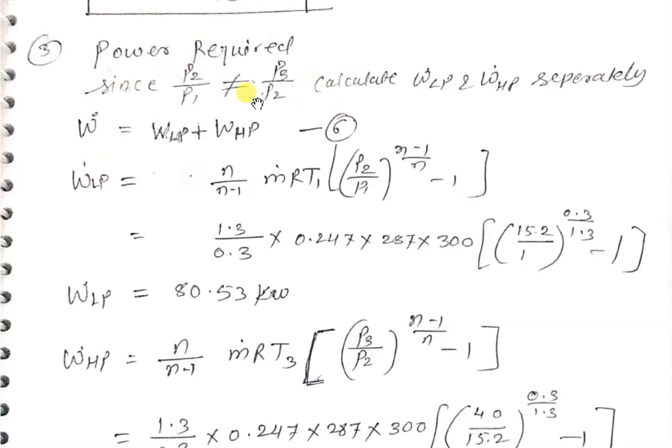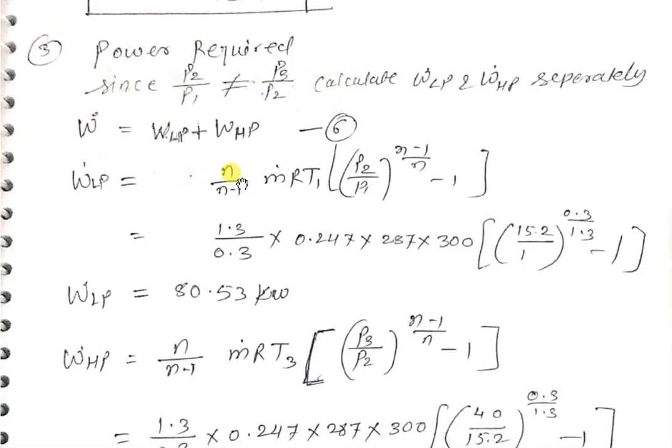The power required to drive compressor, total power, is equal to W LP plus W HP. We have understood that if the pressure ratio is the same, then work is equally distributed in LP and HP cylinder. Therefore, total power is equal to twice that of LP cylinder. But in this case, intermediate pressure is given. Therefore, pressure ratio P2 by P1 is not equal to P3 by P2, so we cannot use that formula, W dot equal to number of stages into W LP. We have to calculate W LP and W HP separately.